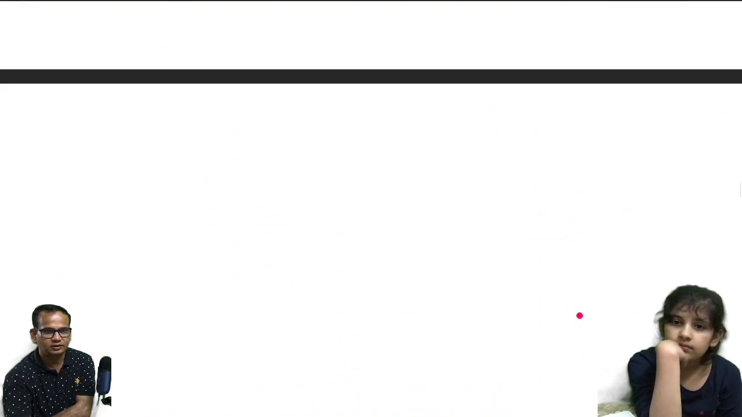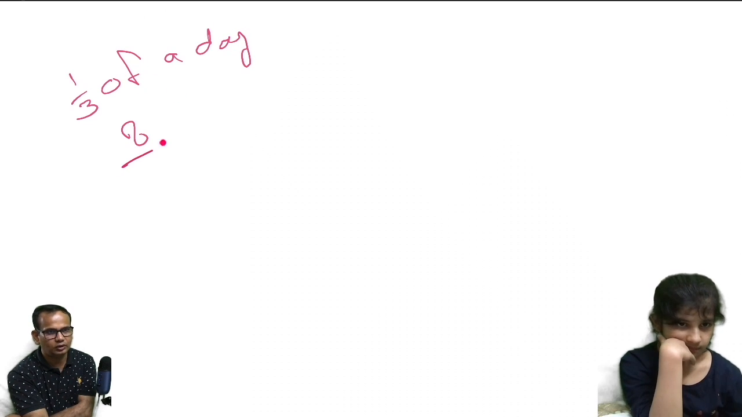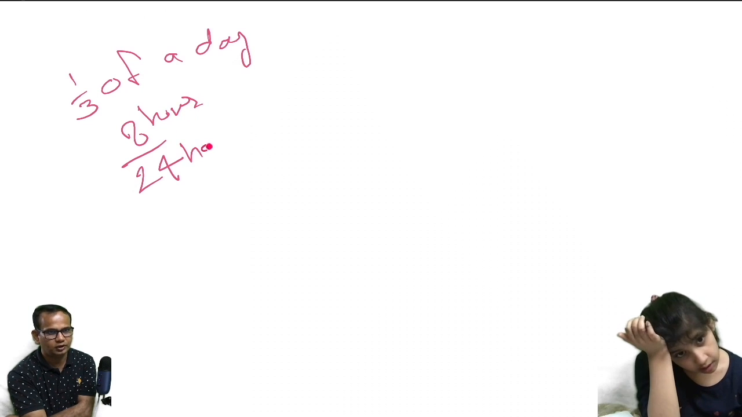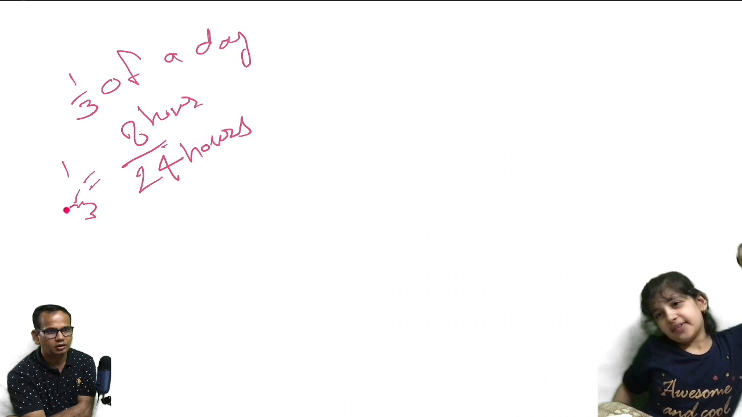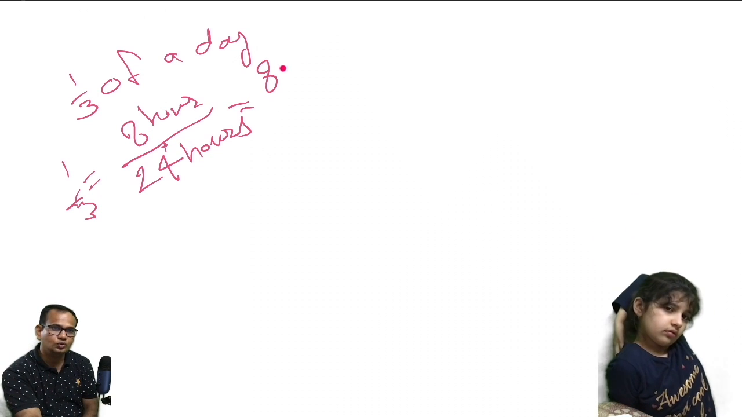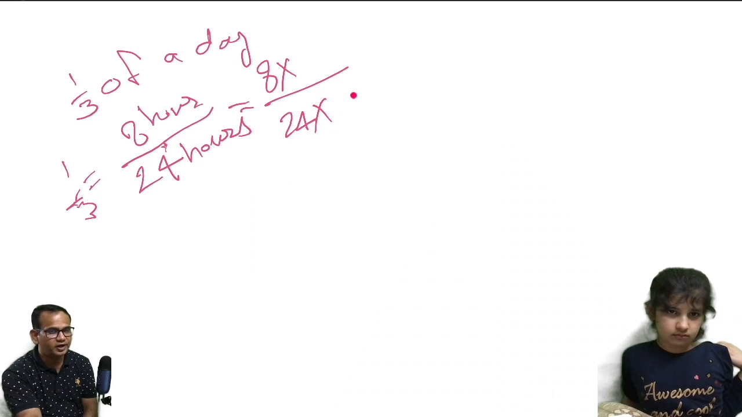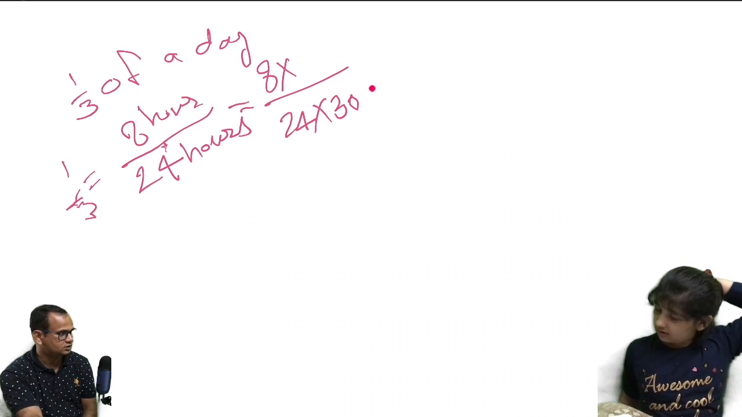No? See, for example, Visha, you said per day he sleeps one-third of a day, right? Or you said 8 by 24, 8 hours out of 24 hours. That is nothing but one-third. So 8 hours, and suppose this 24 hours is per day. How many days in the month? 30 days in a month.